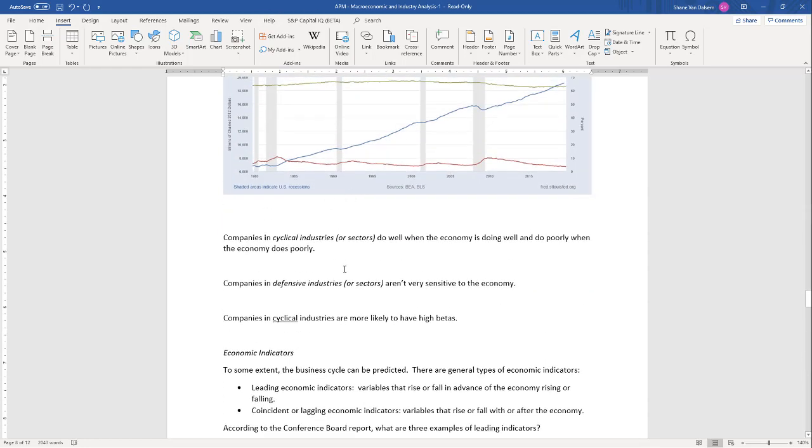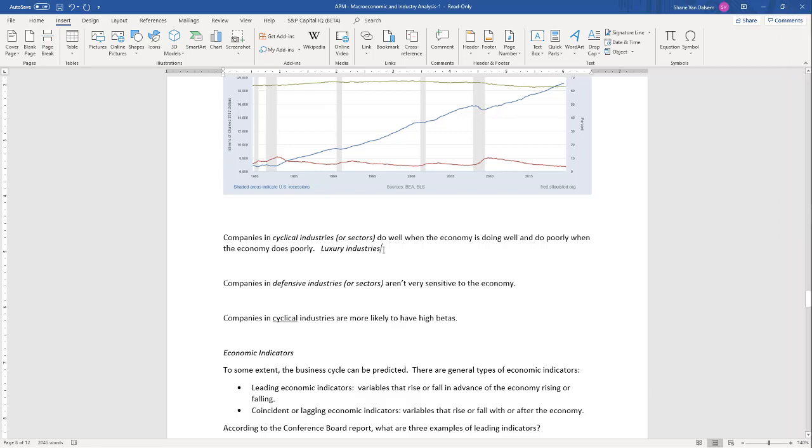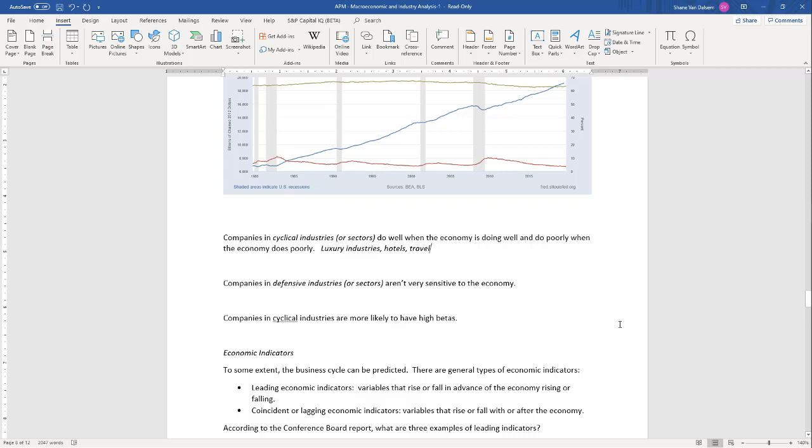Some examples of cyclical industries would be your luxury goods. Certainly, that's probably the best example of a cyclical industry. In general, at least, higher-end hotels, travel, things that people do when they have more money, when the economy is doing well and people have higher incomes and more stable incomes. These are cyclical industries. Consumer discretionary is another big one up here, and we'll go more into these later on too.